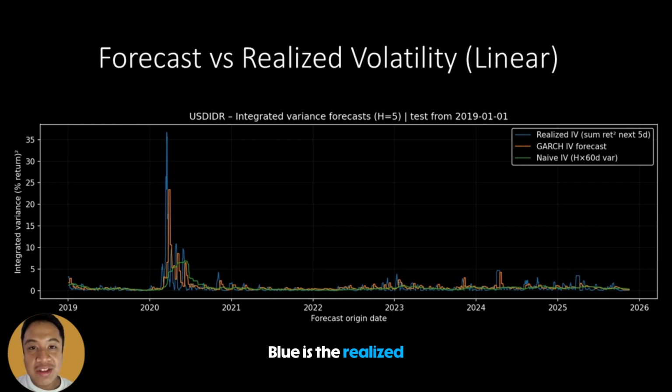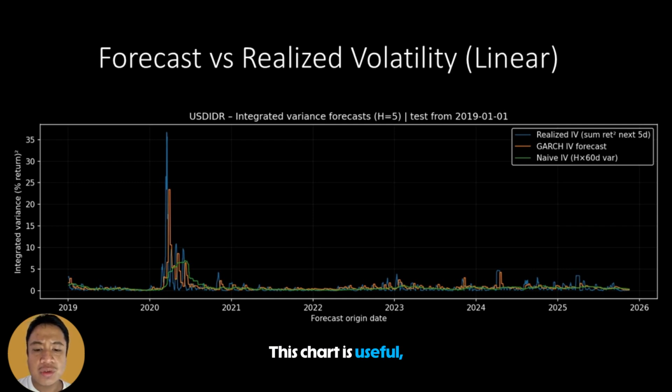Now let's look at the time series on a normal scale. Blue is the realized 5-day integrated variance. Orange is GARCH forecast. Green is the naive forecast. Immediately, we see the huge spike around early 2020. That's the crisis period where realized volatility exploded. Visually, both models react, but not perfectly. And after the spike, everything compresses again.